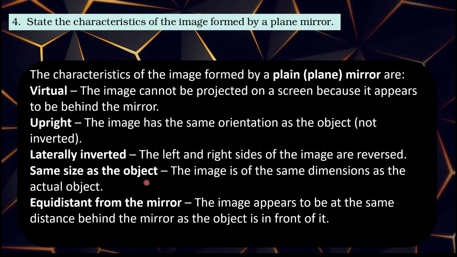Same size as the object. The image is of the same dimensions as the actual object. Equidistant from the mirror. The image appears to be at the same distance behind the mirror as the object is in front of it.